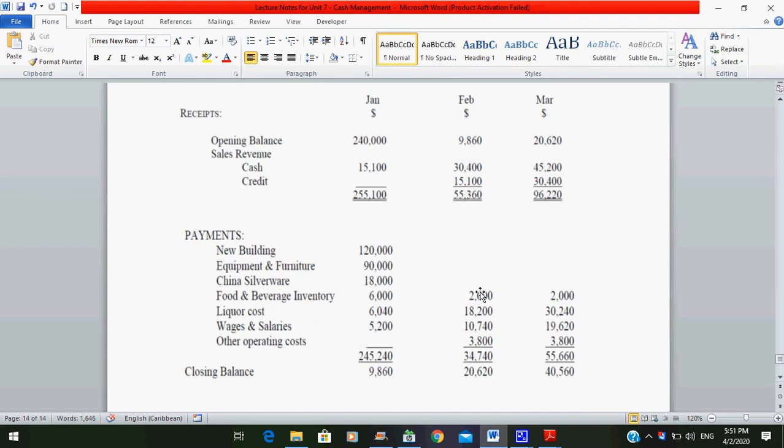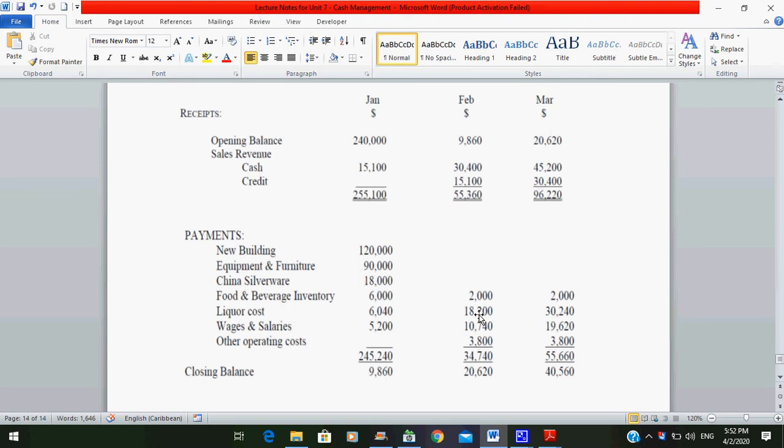Then now you go further. In the question at H, it says that because of the rate of increase in revenue each month, a further $2,000 will be what? Invested in what? Purchasing food and beverage inventory in February. That's why I have the 2,000 right here. Good. And then liquor cost is 18,200.